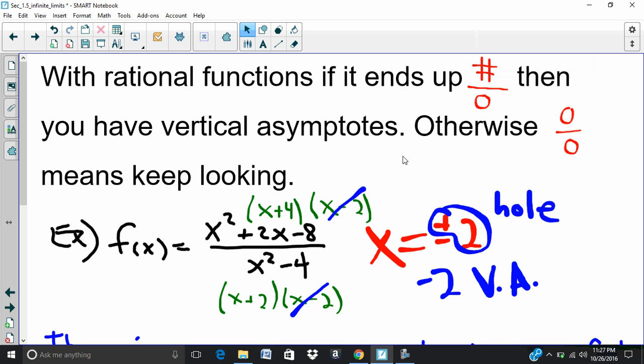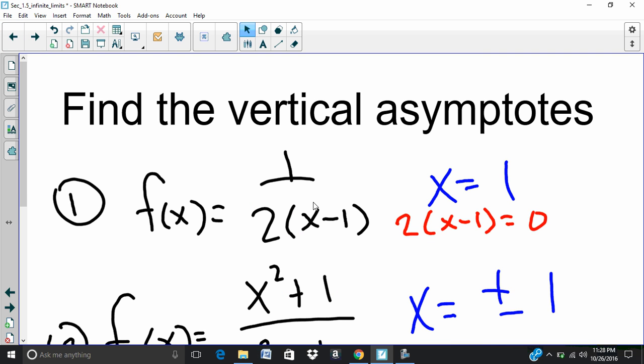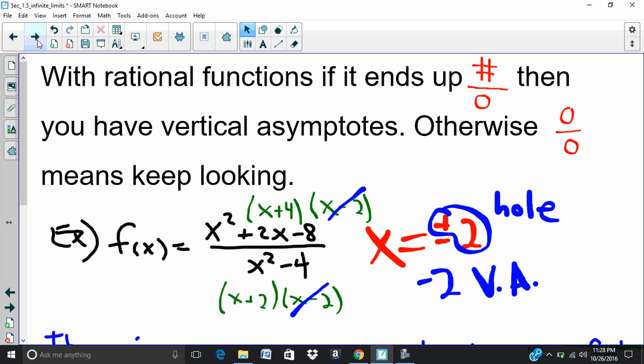There we go. So with rational functions, if your rational function ends up with some number over 0, then that pretty much tells you that you've got a vertical asymptote. And that's kind of what's happening in all these examples that we're looking at here. Our denominator is becoming 0. We have something that's not a 0 in the numerator, and so that's why we're getting those vertical asymptotes. However, if we do end up with something where we get 0 over 0, that's our sign.